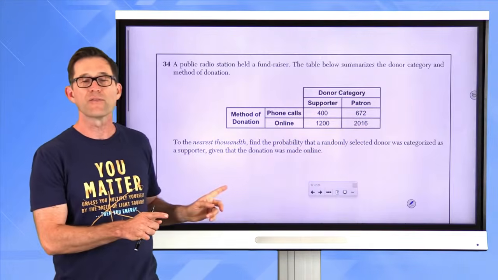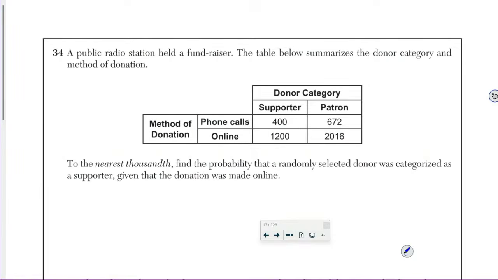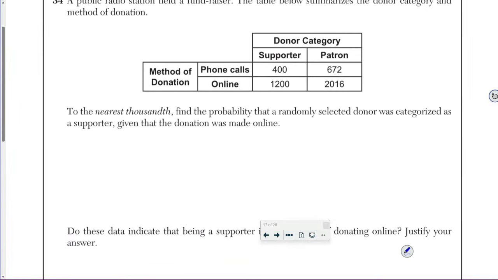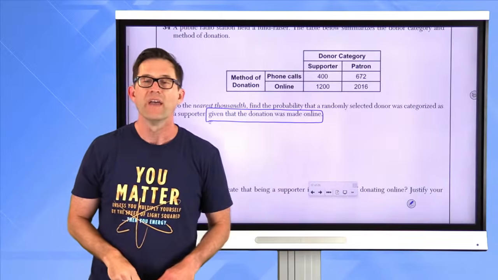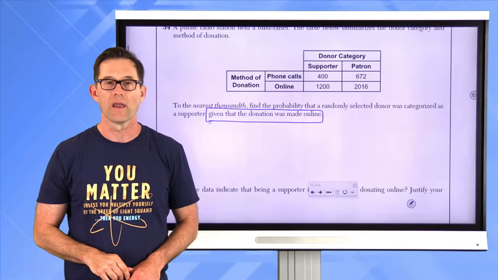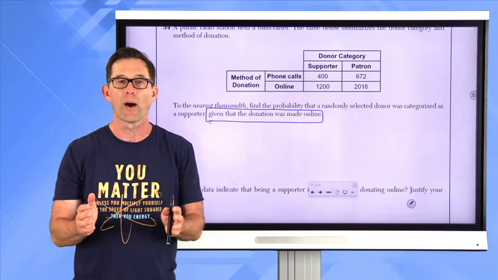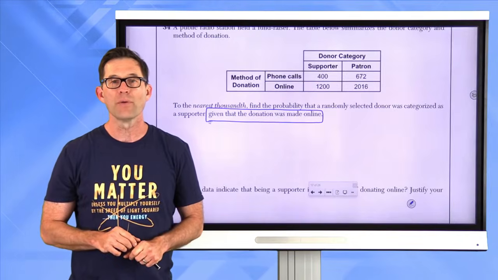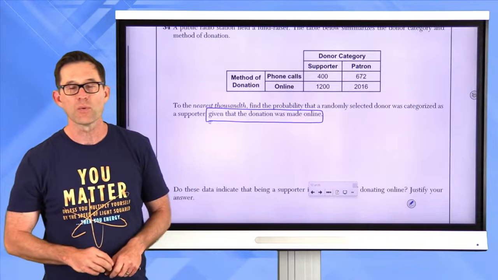So let's take a look at the first question. To the nearest thousandth, find the probability that a randomly selected donor was categorized as a supporter given that the donation was made online. This is the most important part of this problem. Given that the donation was made online. This is what's called conditional probability. They've put a condition.